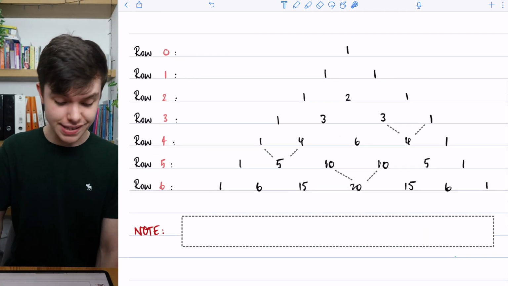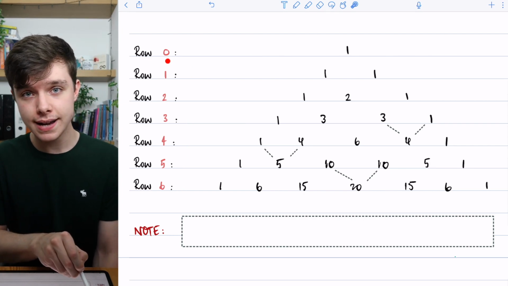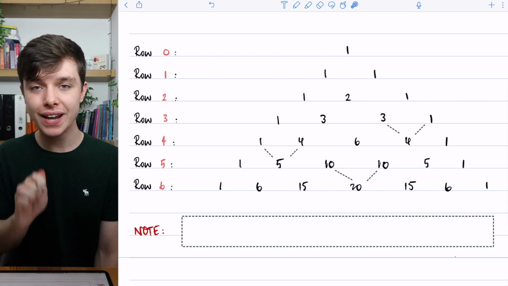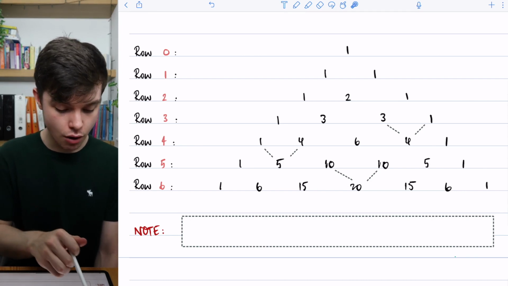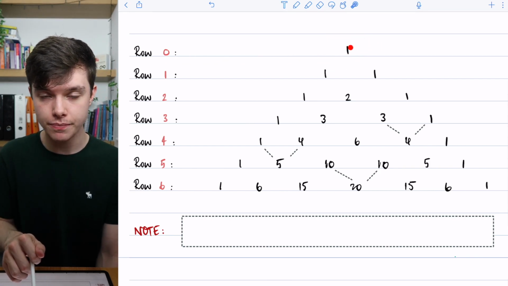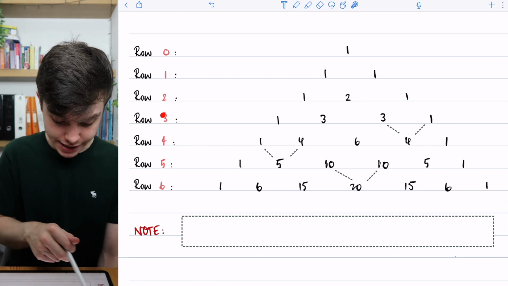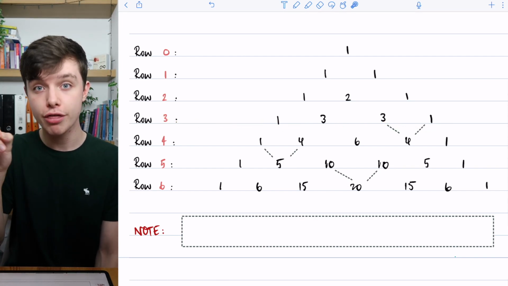Now, you can see I've labelled the rows. Row 0 is what we start at, and the reason for that is so that they line up nicely. Okay, row 0 is if we expand the bracket using a power 0. Row 3 here is the coefficients if we expand the bracket using a power 3.